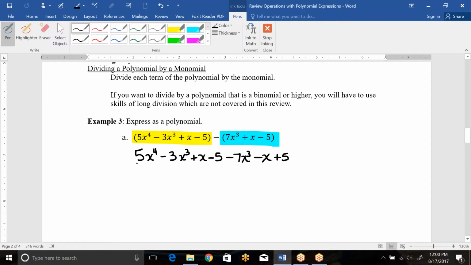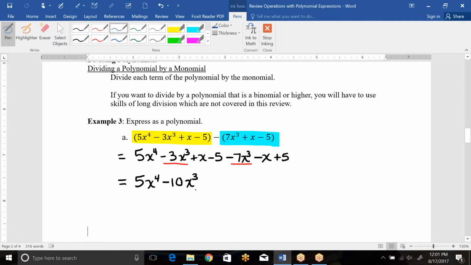Then we look for like terms. So I always start with my highest power first, 5x to the 4th. Has no friends, no like terms, so it's just going to come down. We look at the negative 3x cubed. There's also a negative 7x cubed. When you see like terms, you keep the x cubed here, but we actually combine the coefficients. So that would be negative 10x to the third.